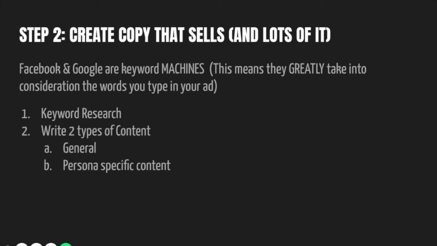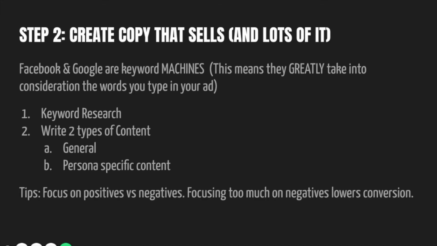So keyword research, write 2 types of content: general and persona specific content. I like to start out, when we first start testing, to create a couple of very general ones that have some product features that would apply to all different ads or all different personas, and then have some very specific ones for every persona.